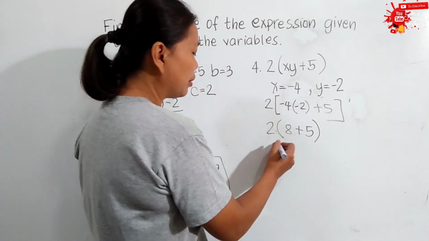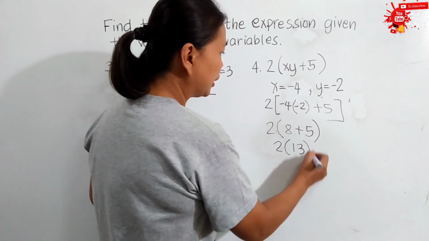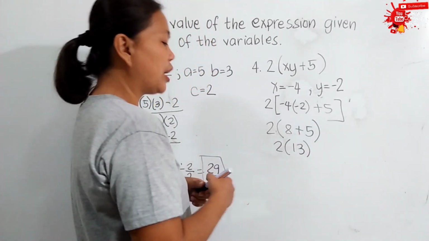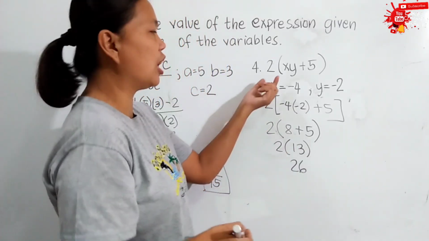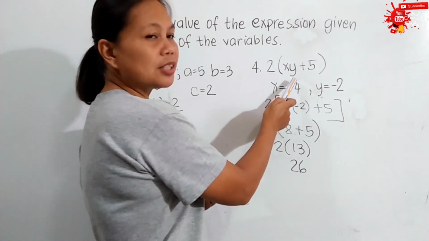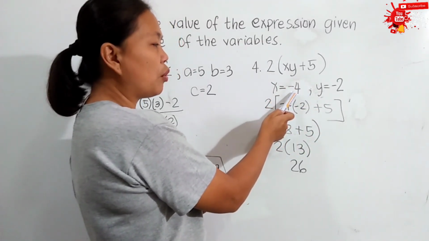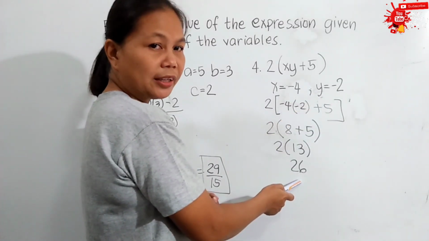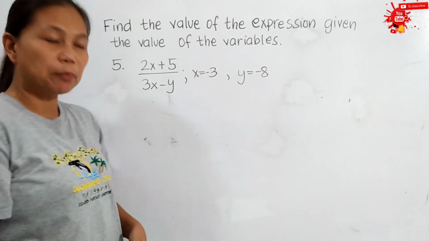Let us simplify 8 plus 5. So what is 8 plus 5? It is equal to 13. Okay? Now what is 2 times 13? So we have here 26. So the value of the algebraic expression, 2 times the quantity of xy plus 5, if x is negative 4 and y equals negative 2, is 26. Now, let us have example number 5.